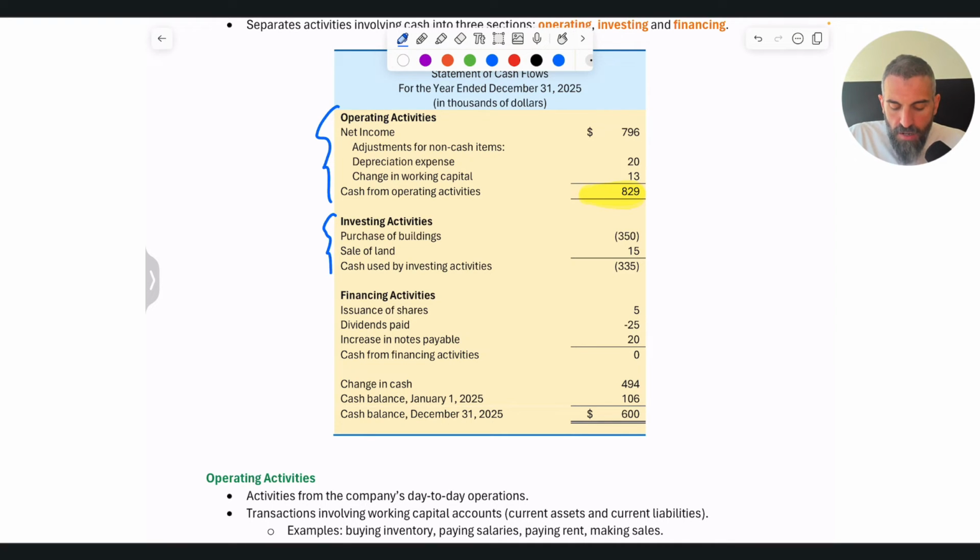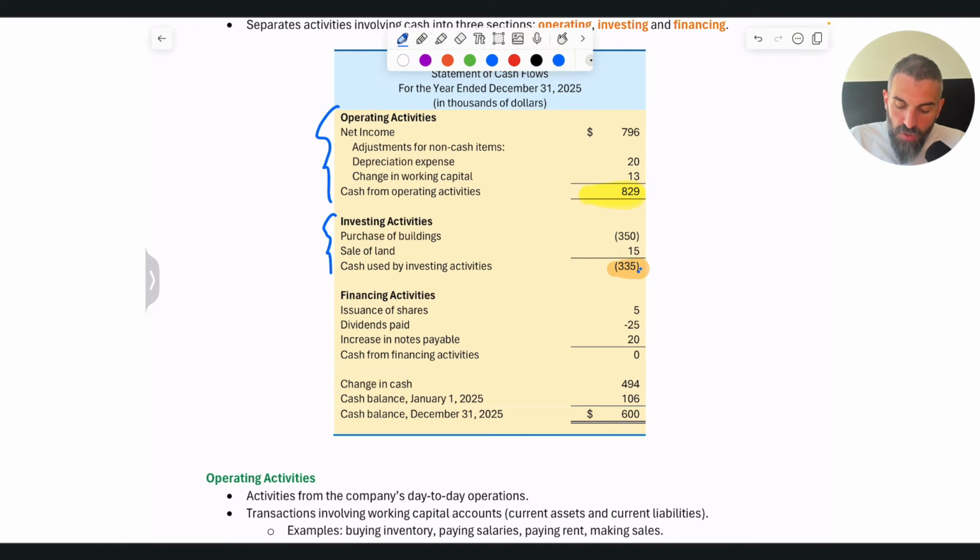Investing activities are activities that have to do with our investment accounts. So think long-term assets, like buying buildings, selling land, investing in other companies. This has nothing to do with our day-to-day business. They're not operating activities, but they're still activities that affected cash. And so your cash either used by or cash from, depending on what it is.